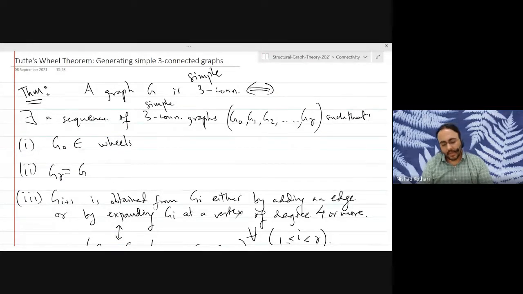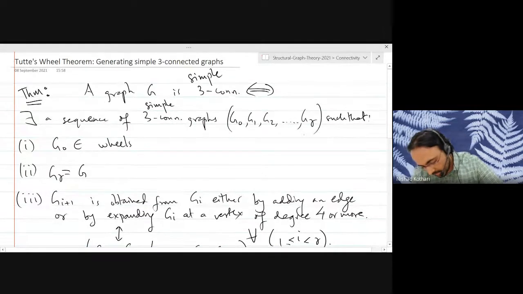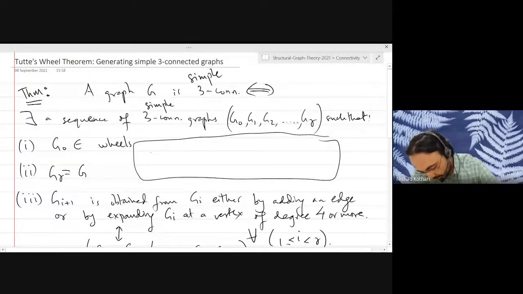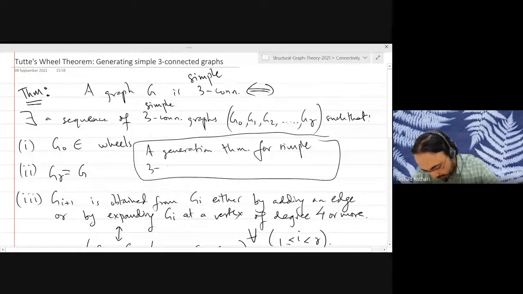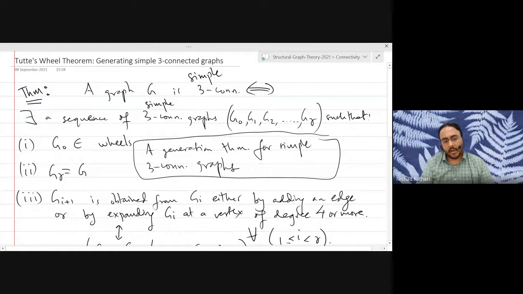Okay? And this can be viewed as a generation theorem for simple three-connected graphs. Notice that we just need to prove the converse direction. We just need to prove that, sorry, which direction? If you have such a sequence, then the graph will be simple and three-connected. That is clear by theorem 9.12. We need to prove the forward direction.